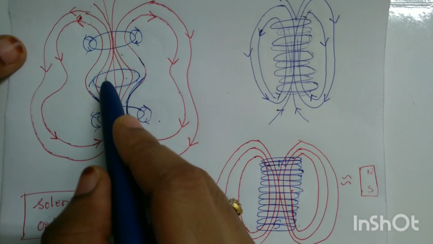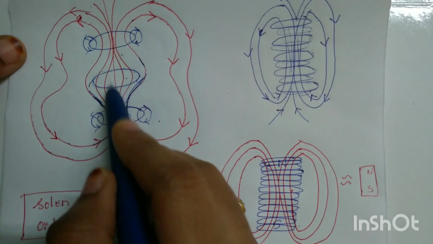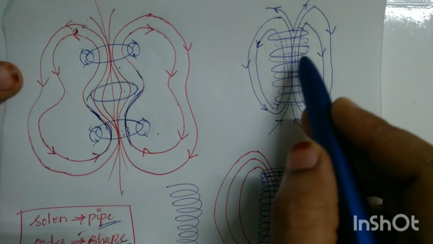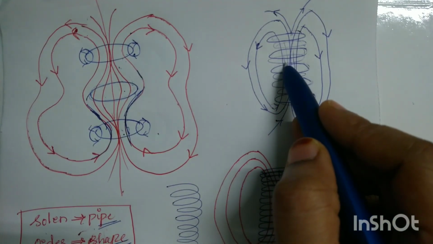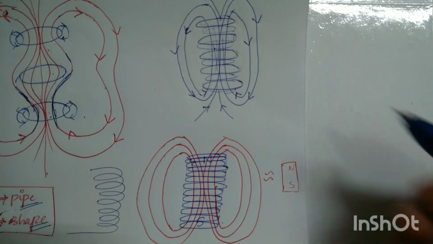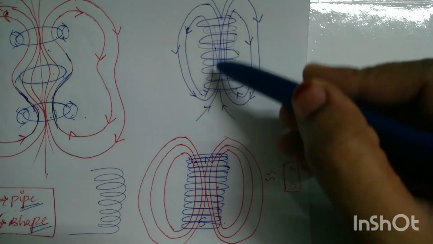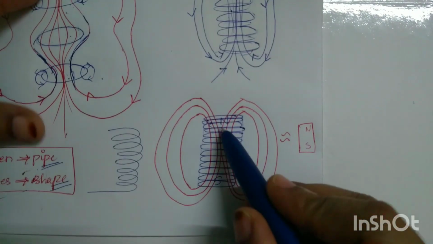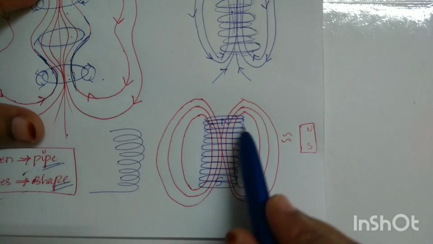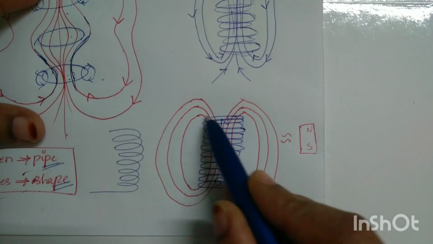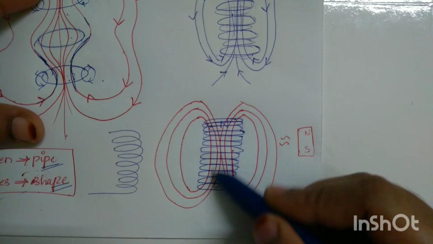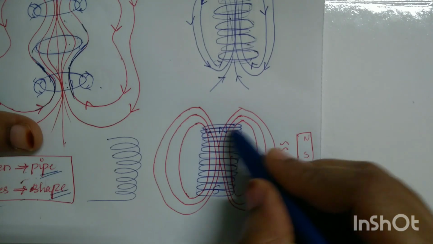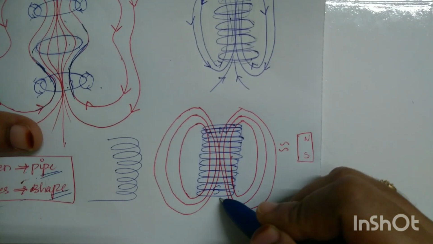If we want to make these lines very parallel, we can introduce a large number of circular loops. Each circular loop will induce a magnetic field. This is how we can increase the width of these parallel lines. Here we have increased the circular loops in large number, so we get parallel magnetic field lines inside. This is called a solenoid, because we have circular loops closely packed to each other.